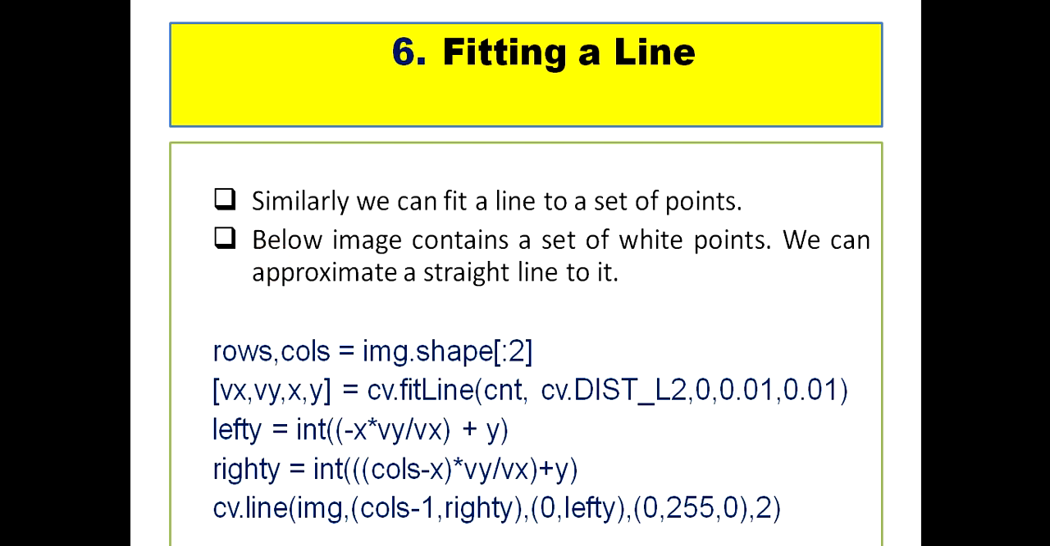Then we can also fit a line. For that we have to go through a few lines of code, that is rows and columns from image.shape[:2]. From the image we obtain the rows and columns information, and then the x, y information, and the slope that is detected. Okay, and then the intercept we have calculated through this equation. After that cv.line with image, (cols-1, right y), and then (0, left y), (0, 255, 0), 2. So that's how we can fit a line also.